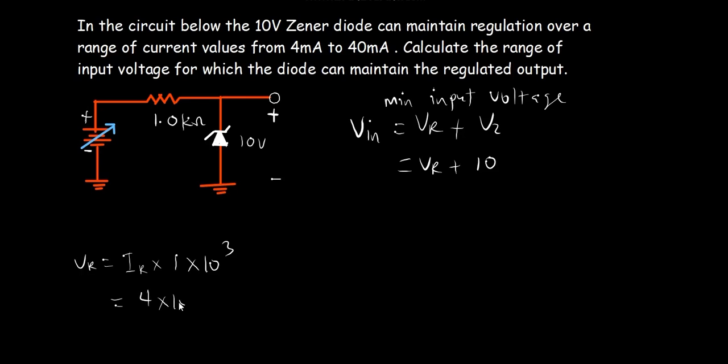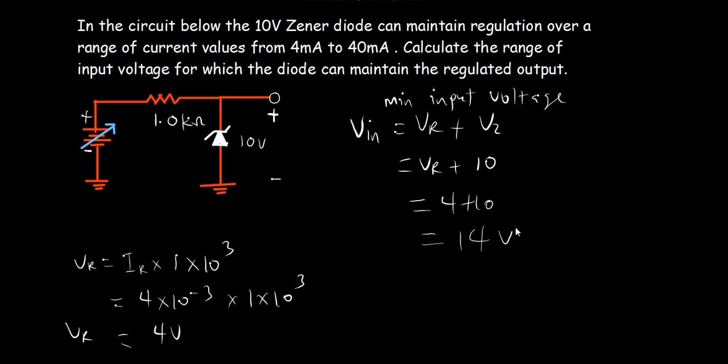That's 4 times 10 to the power minus 3 times 1 times 10 to the power 3. So let's see what we get for that. That gave me the voltage value to be 4 volts. That means VR will become 4 volts when the current flowing through it is 4 milliampere. Since we now know VR, let's substitute it here. That will be 4 plus 10, which is equal to 14 volts. So this will be the minimum input voltage.